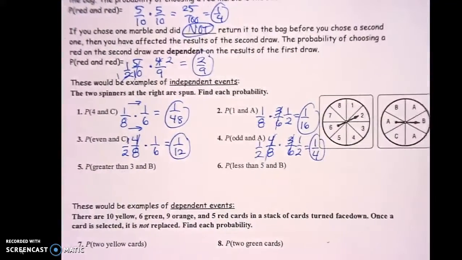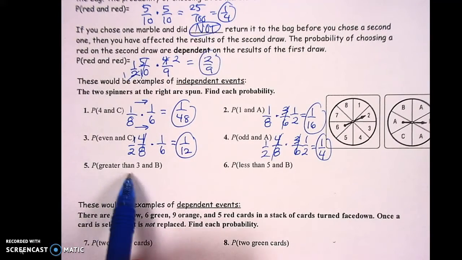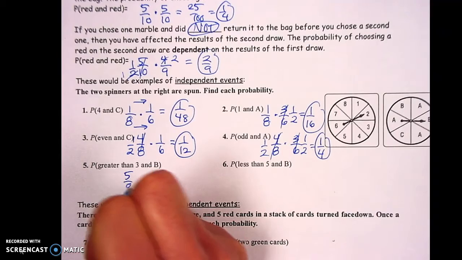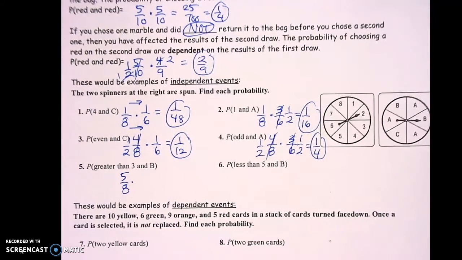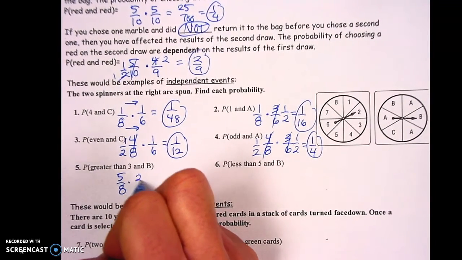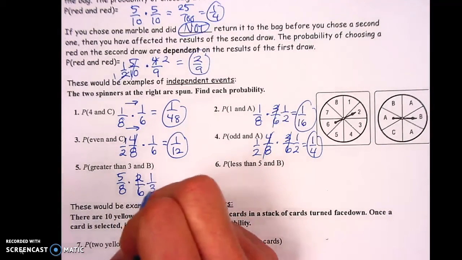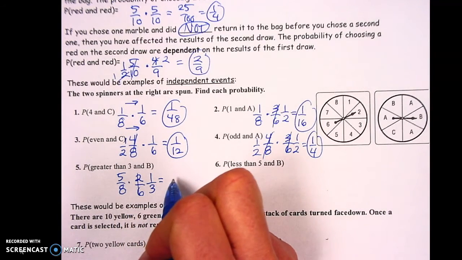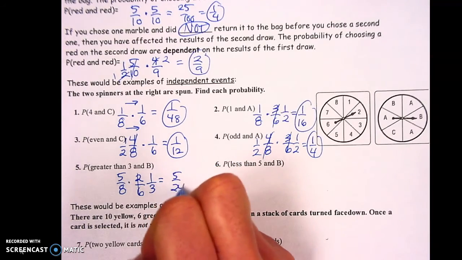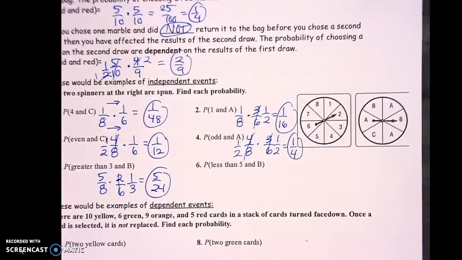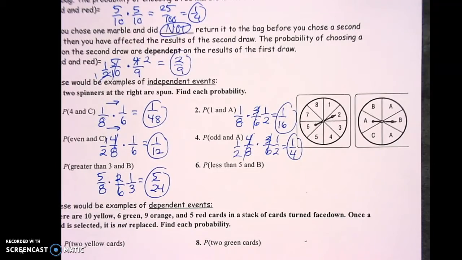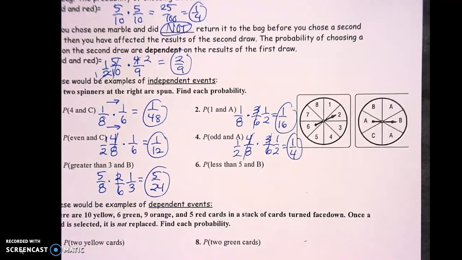Let's do 2 more of these independent. How many of these numbers are greater than 3? And how many B's do we have? So I hope you start doing these on your own and not just copying. You can figure those out for yourself. You can do some simplifying. And I get 5/24 as my answer. Pause the video, do number 6 on your own, then come back and check if we got the same answer.